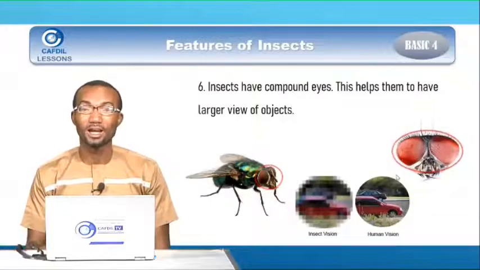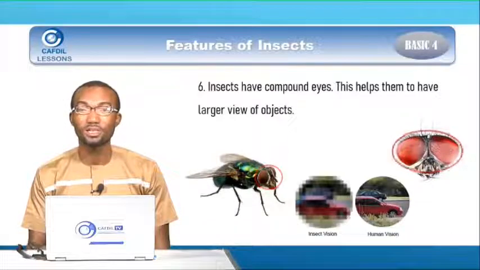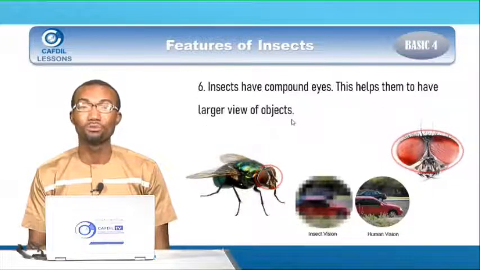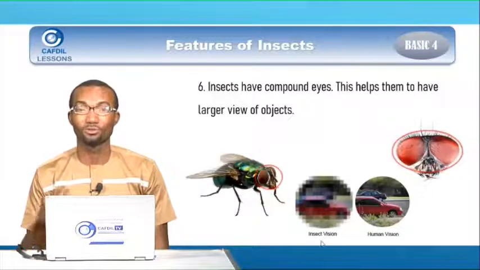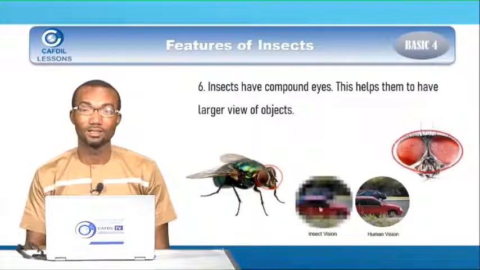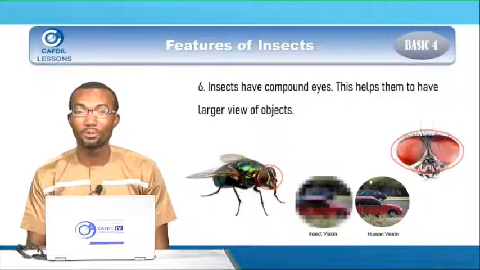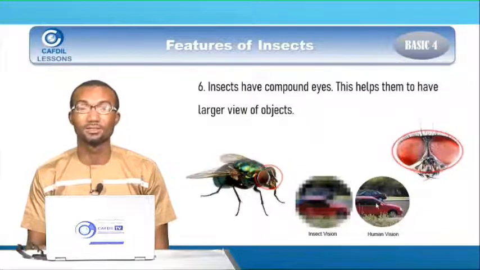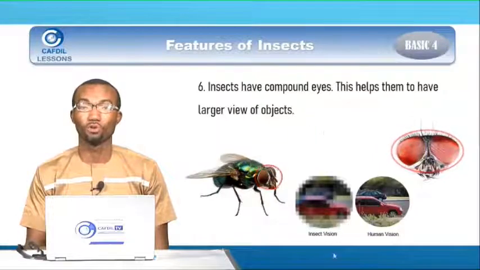So this is how their eyes look like. And we call this type of eye compound eye. It helps them to have larger view of objects and also from far. And this larger view is not clear as compared to how we humans see things. So insects have compound eyes, and this helps them to have larger view of objects.